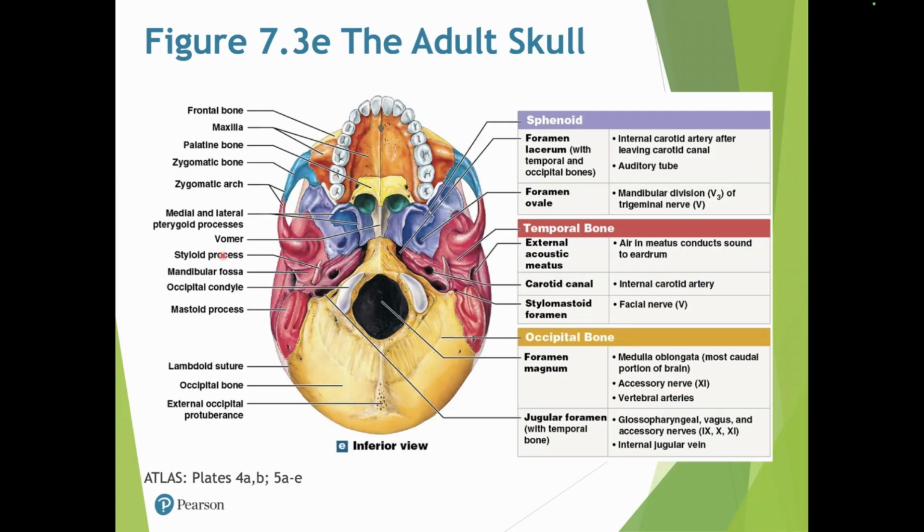You also have the styloid process. You can remember it. It looks like a pencil, right? And a stylus is a pencil. So the styloid process. You're starting to see a lot of the fossa now. Okay, so we have the fossa, the foramen, the foramina, and so fossa is going to be that divot, mandibular fossa. Condyles are going to be projections, right?